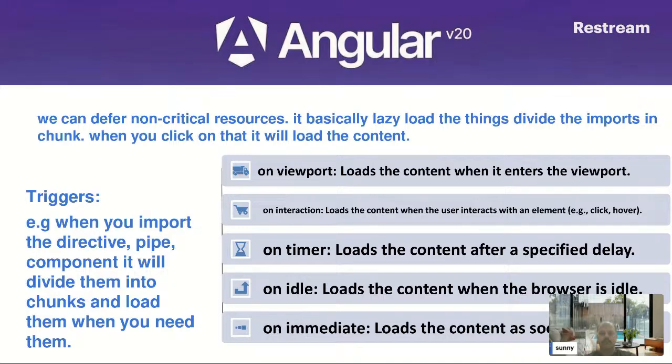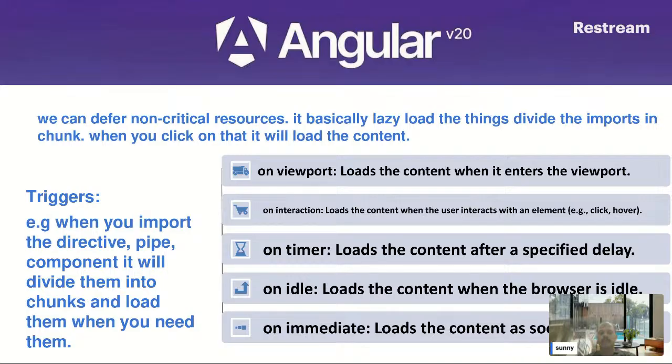To add this defer block, there are multiple triggers that you generally use. If you see here, there are lots of triggers that we use according to our requirements and conditions, like viewport, interaction, timer, idle. These are different conditions that we can add on our defer block, so that according to them it will load that part. So we can defer non-critical resources. It basically lazy loads a thing and divides the imports into chunks. When you click on that, it will load the content.